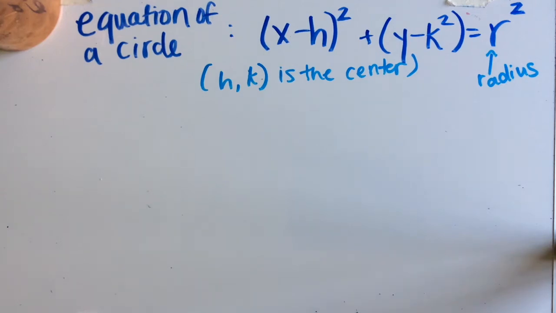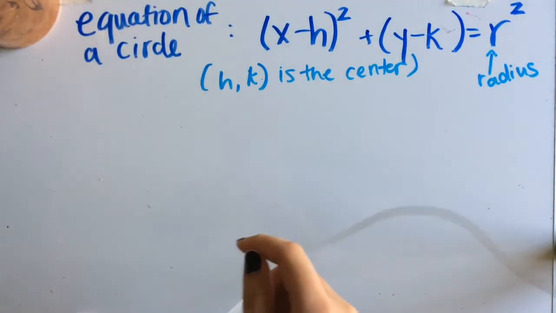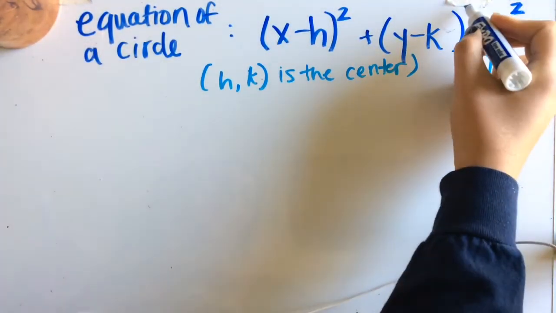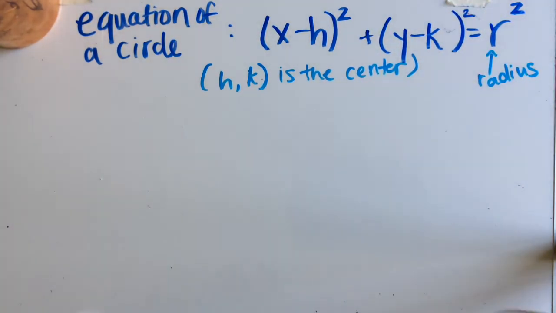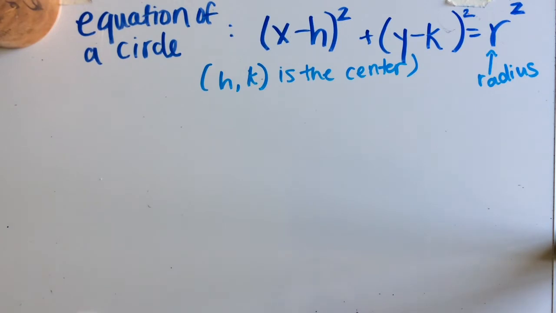All right, guys, so for this lesson, we're learning about the equation of a circle. You might see this often in future classes. (x - h)^2 + (y - k)^2 = r^2, where r is the radius. This is the equation of a circle if we were to graph it on a grid, an xy plane, also called a Cartesian plane.